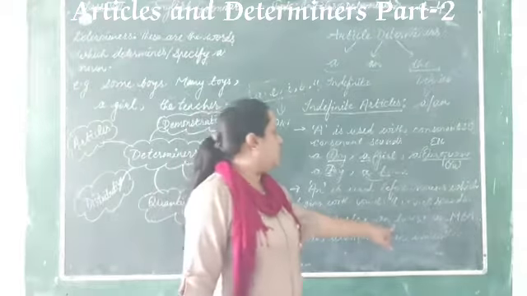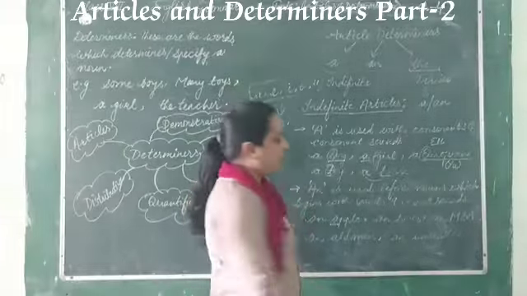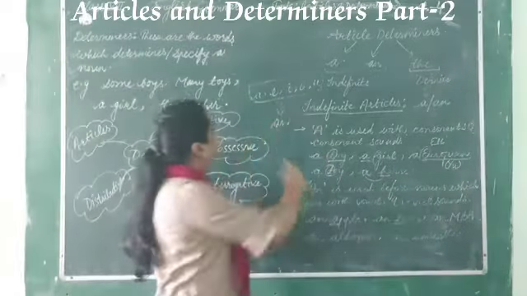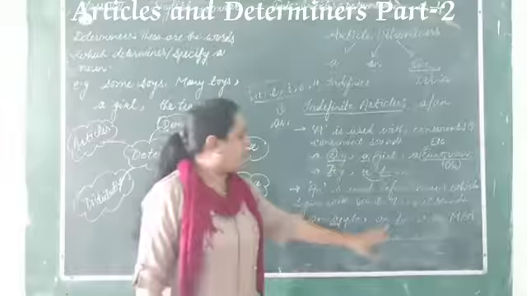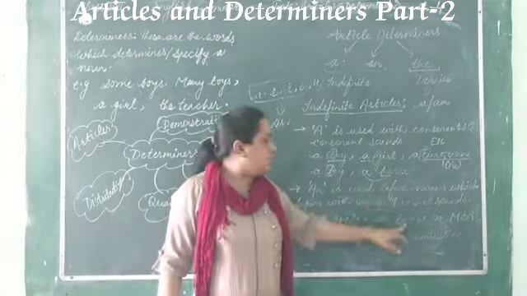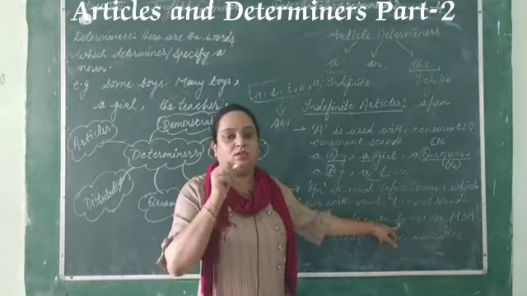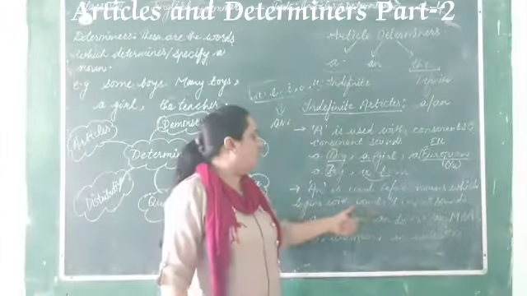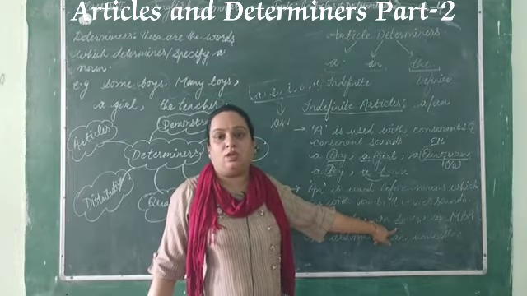Next is an hour. Now what's the confusion here? H is not in the vowel category, but after that also I have used an. So what's the problem? The problem is that this H is not having the same sound of vowels. This is the sound of what? R.